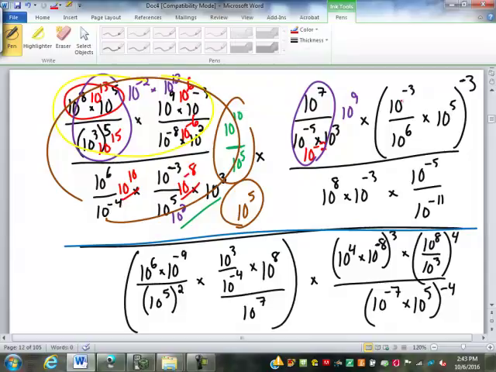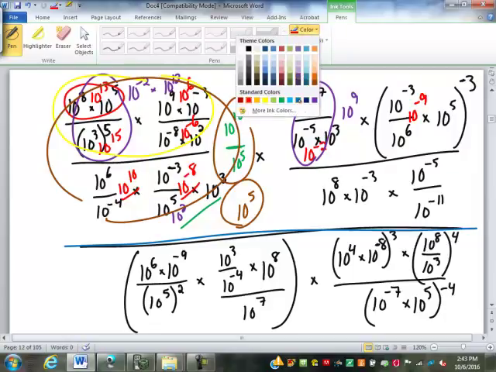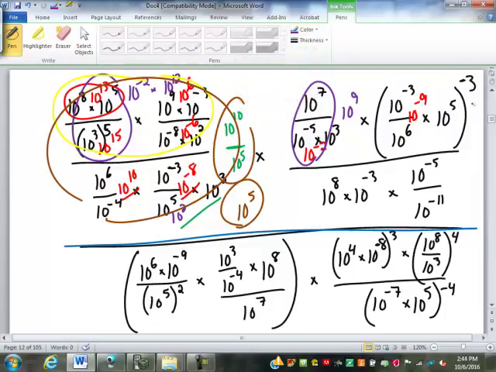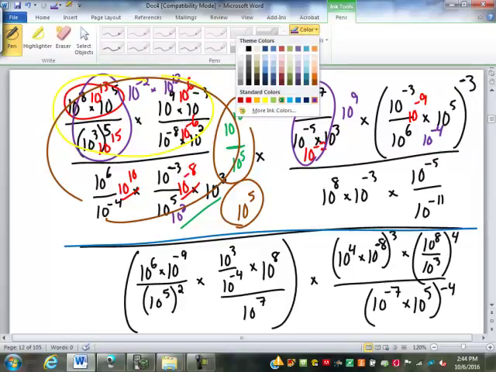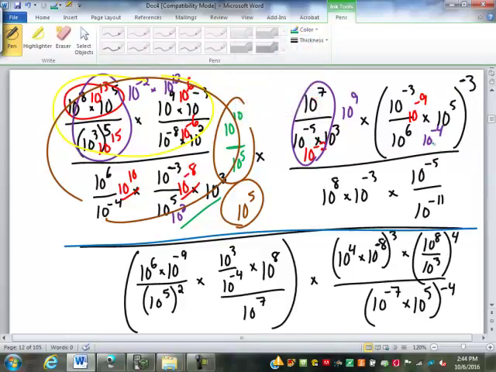Over here, 10 to the negative 3rd divided by 10 to the 6th is 10 to the negative 9. 10 to the negative 9 times 10 to the 5th is 10 to the negative 4. Negative 9 plus 5 is negative 4. To the power of negative 3. I gotta do the power first. I've already combined the negative 9 and the 5. That's where I got the negative 4. The negative 4 is all that's left inside here now.